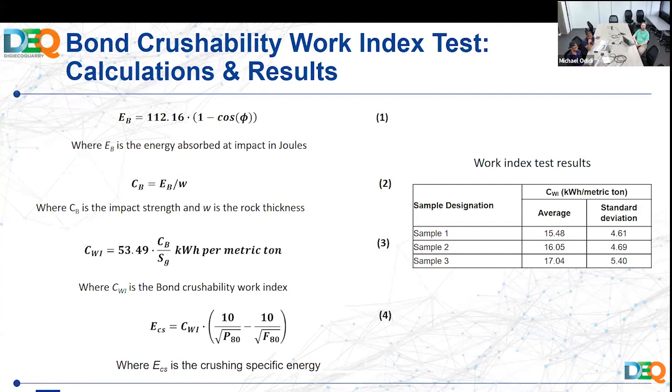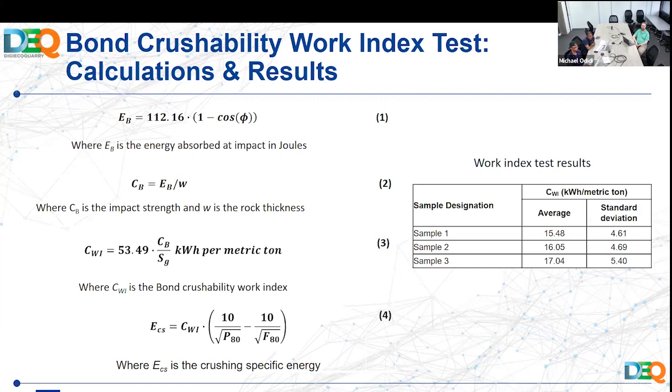So on your right there on the screen, those are just the numbers that we got to characterize the material. On average, we are sitting at about 60 kilowatt hours per metric ton for the crushability work index of that material. So it's medium; the hardness of it can be characterized as relatively medium range. So that's what we did for the Bond crushability work index test, and then the numbers were used in simulations, and hence the optimization work that has been done.